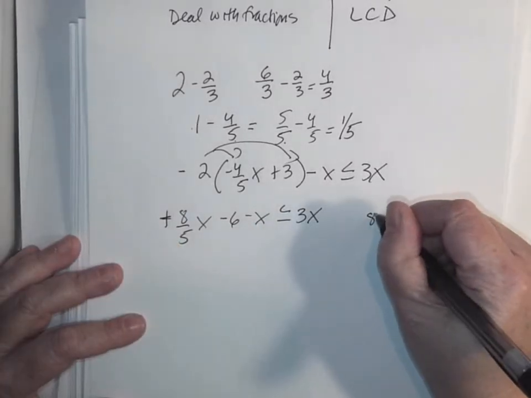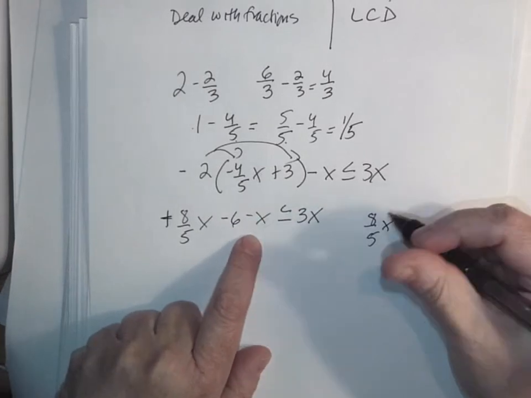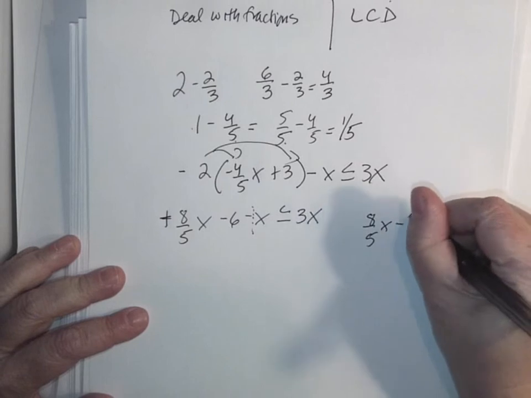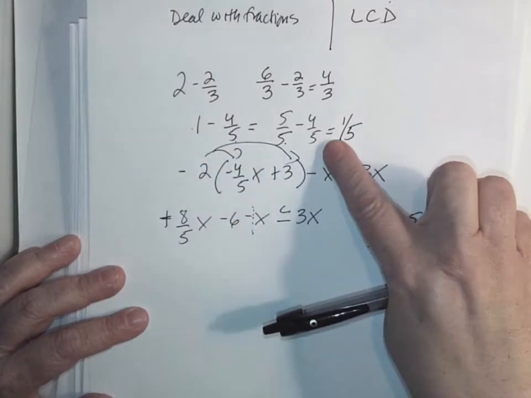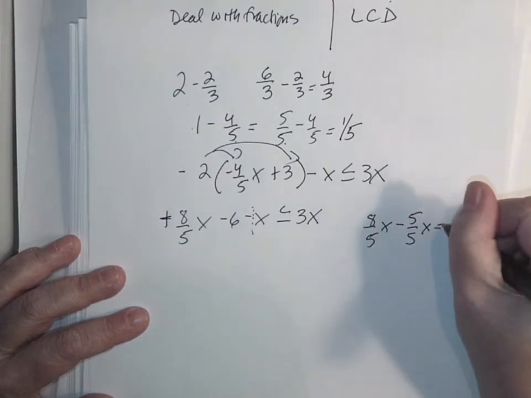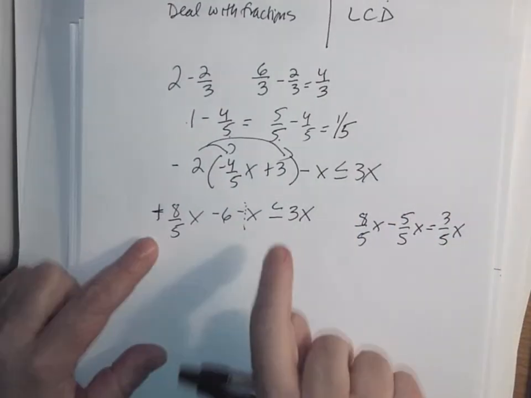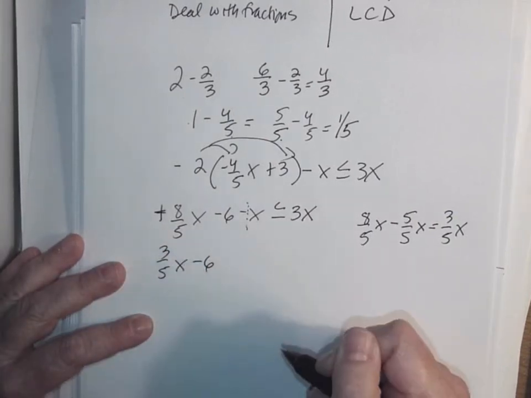This is a 1, right? There's a 1 in front of this x. So to be able to do that, it's 5 over 5x, right? Just like I was saying up over here, to give a value of 3/5 x. So combining this side, it becomes 3/5 x minus 6 is less than or equal to 3x.